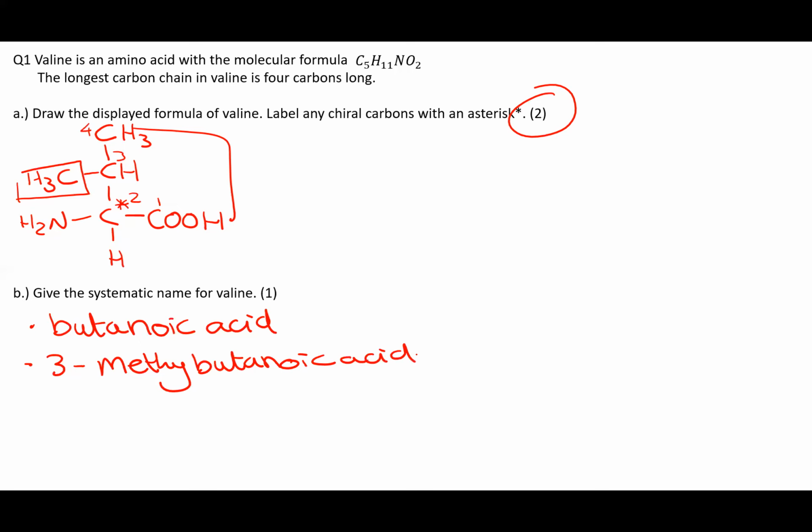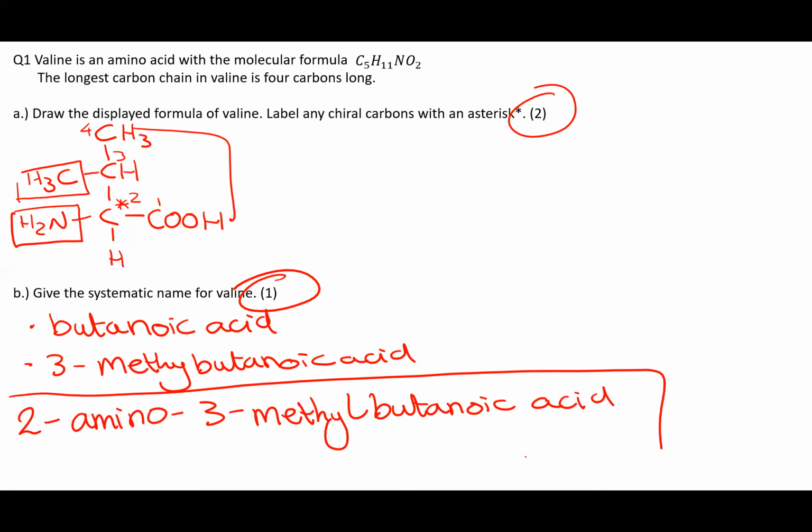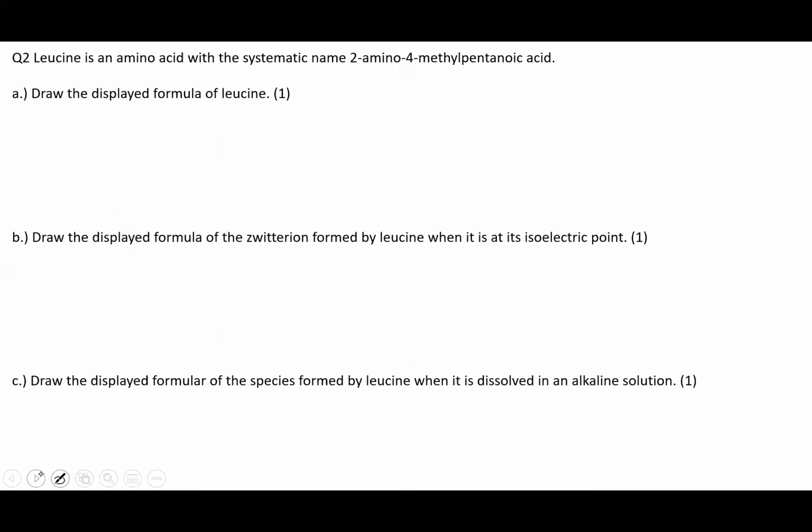And have we got an amino group? Yeah, that's coming off our 2nd carbon. So it will be 2-amino-3-methylbutanoic acid. And that would get you your 1 mark, and that is your final answer for that. I've just broken it down into each step for you.